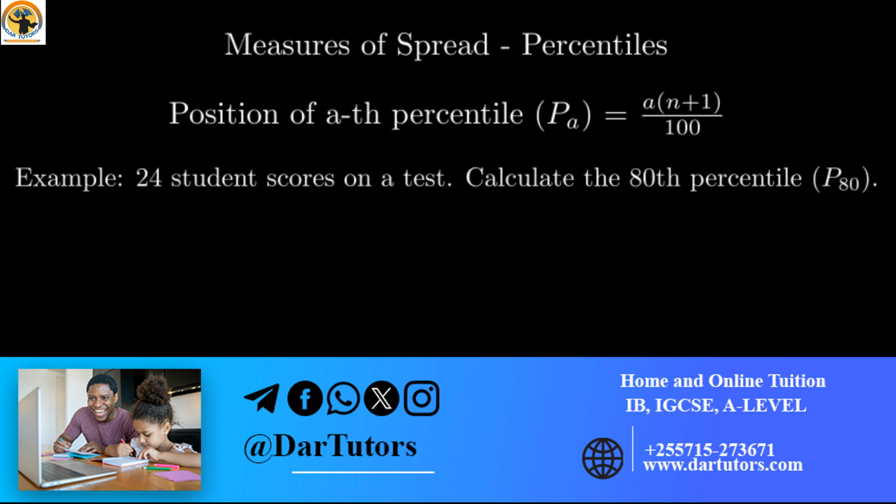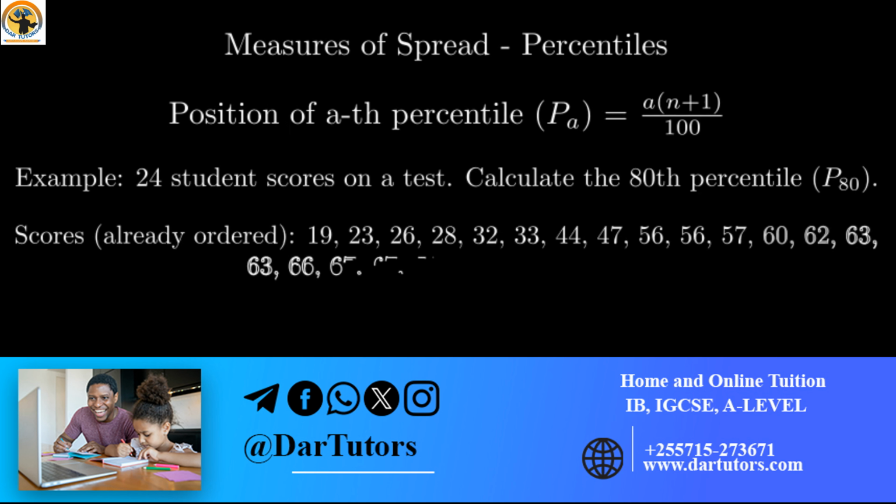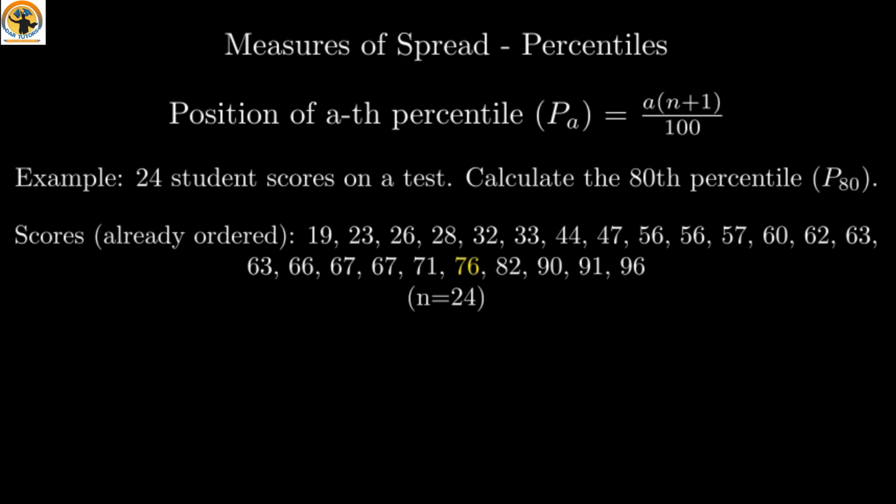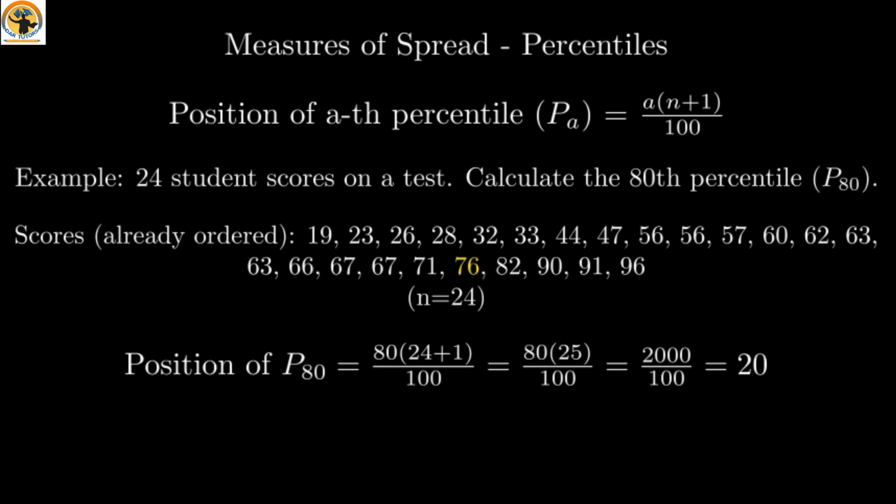Let's find the 80th percentile for a set of 24 student test scores. Here are the 24 scores, conveniently already in order. First, we find the position of the 80th percentile. Using our formula with A as 80 and n as 24, we get 80 times 25 divided by 100. This simplifies to 20. So the 80th percentile is the 20th value in our ordered list.